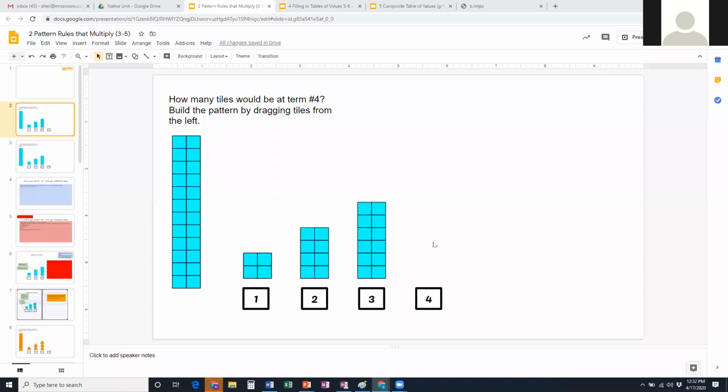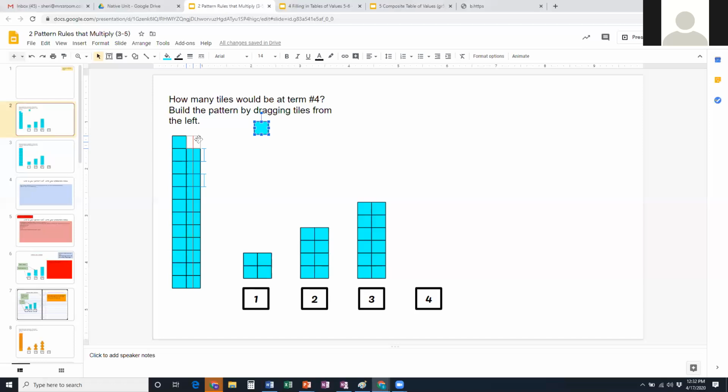Okay, when we're moving from a table of values to pattern rules that multiply, we're going to start looking at tiles. And if we were in a classroom, we would look at these as algebra tiles. So if you look at our slides, you want to click on a tile and then wait till you see that cursor that looks like 4 little arrows.